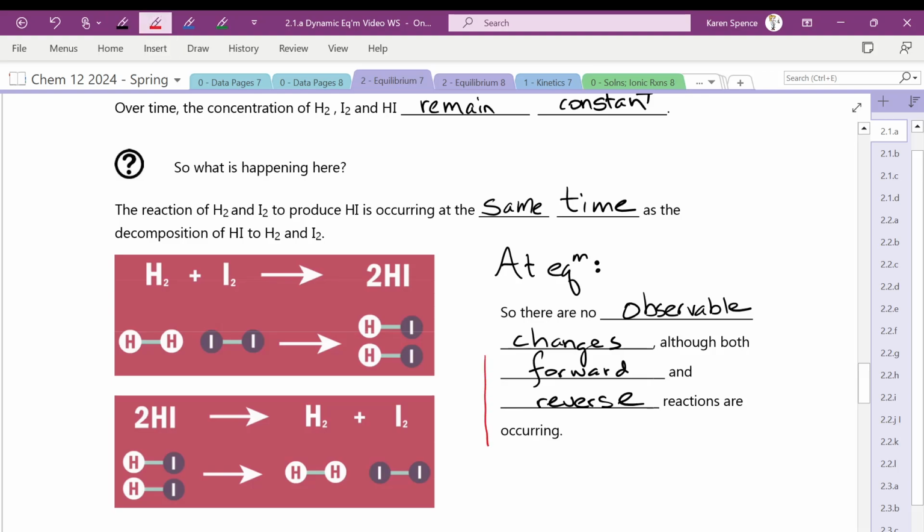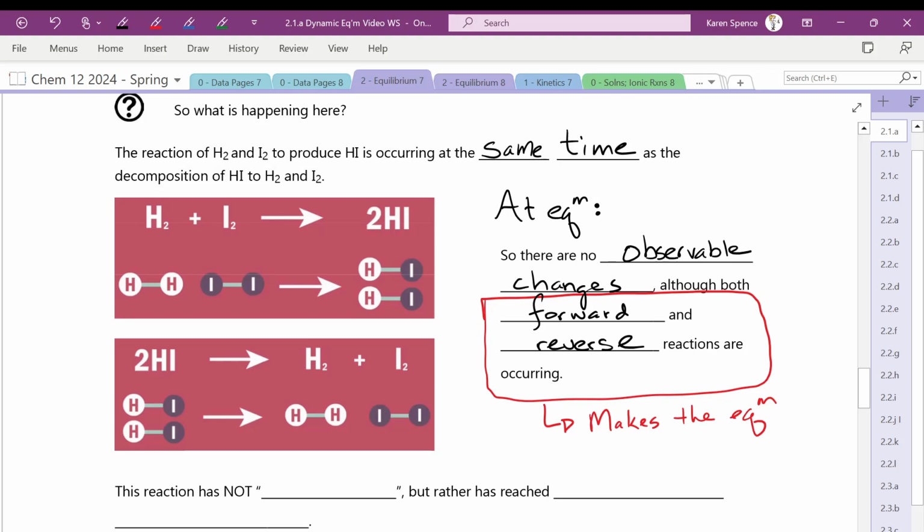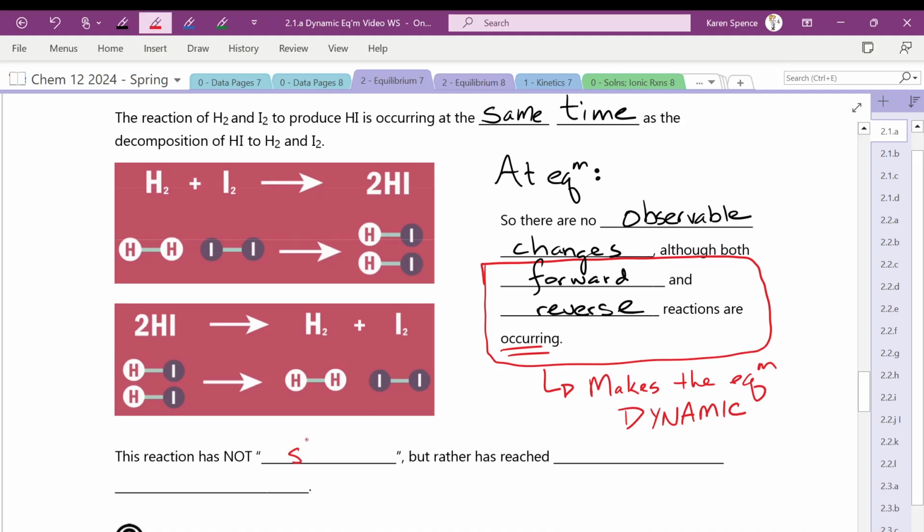And this right here, that is what makes the equilibrium what? The fact that the forward and reverse reactions are occurring makes the equilibrium dynamic. Okay, the reaction has not stopped, but rather has reached dynamic equilibrium.